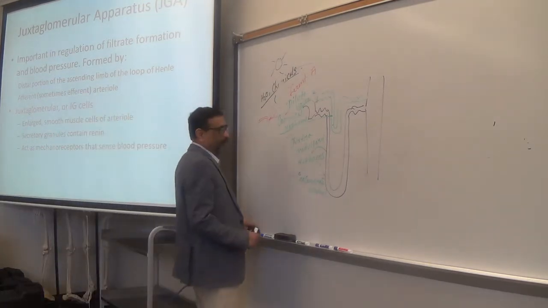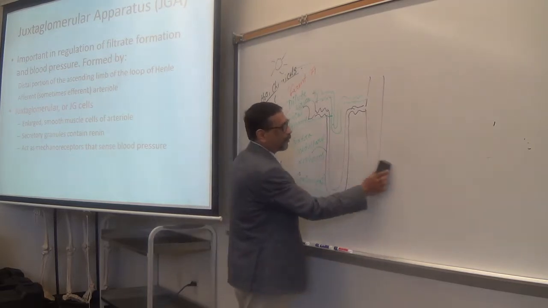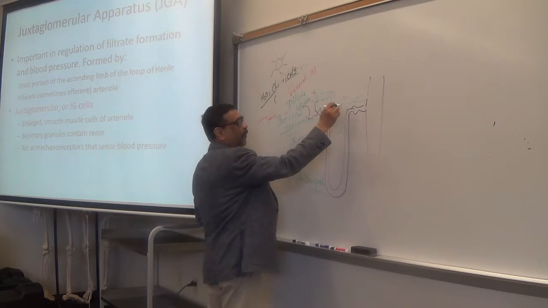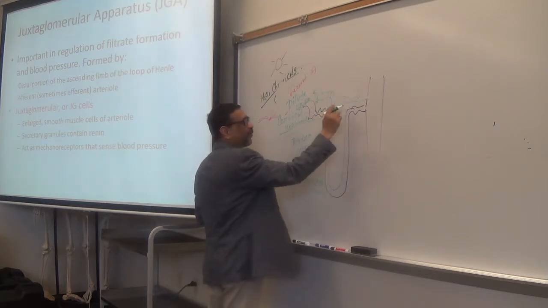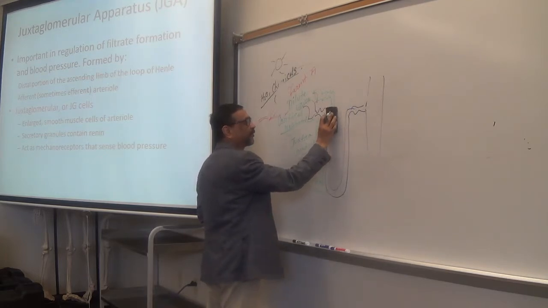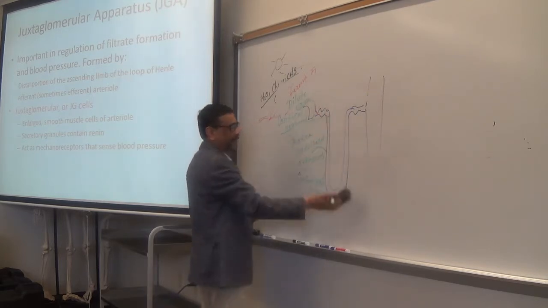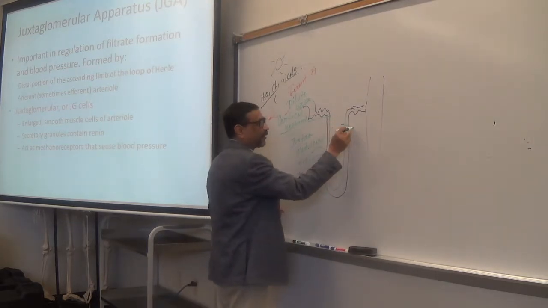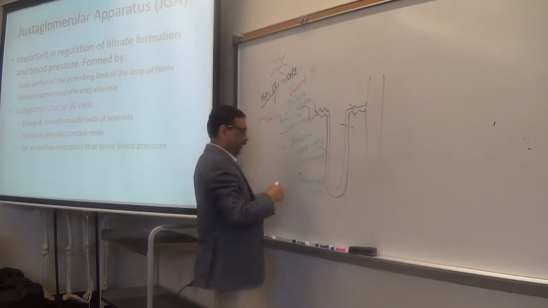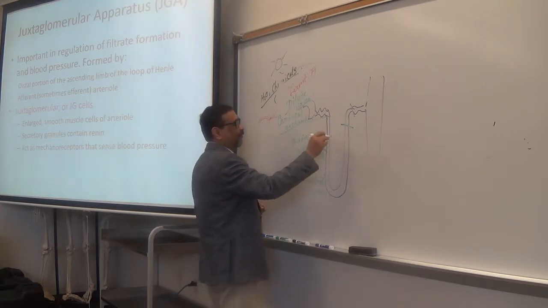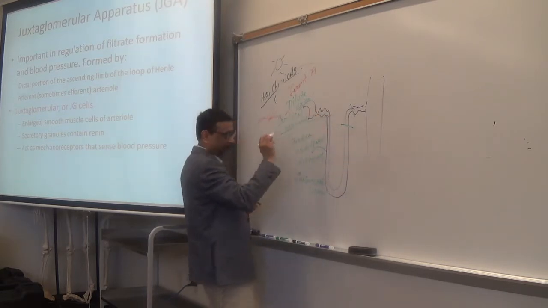Now, you know, this is the ascending limb of loop of Henle. Now let's remove the other one to make some space. Okay, so this is the ascending limb of loop of Henle, proximal, distal convoluted tubule. In this part, and the afferent arteriole.